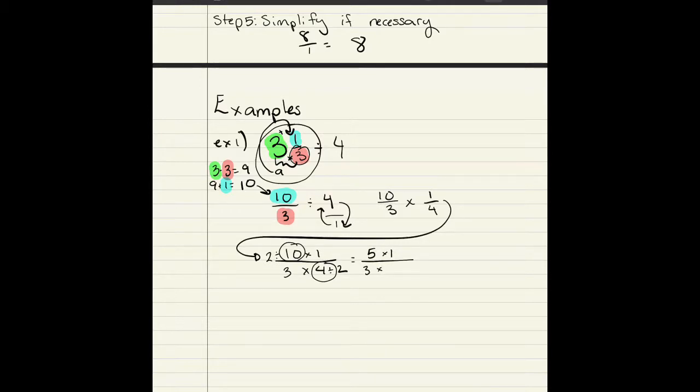Now I have 4 divided by 2, which is 2. And now I can multiply straight across. 5 times 1 is 5. 3 times 2 is 6. And that's my final answer.